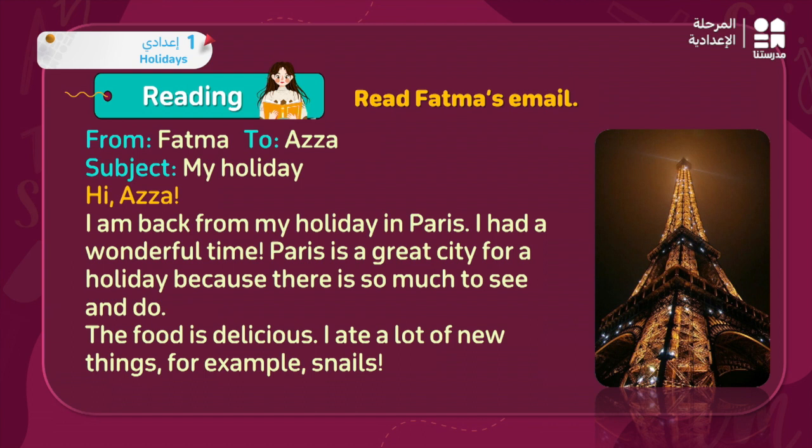For example, snails. Snails, kids, are a type of seafood, a small sea creature with a wet and soft body covered with a shell. Okay? Snails. Okay? Like the mussels, like the shrimps. But they are a type of snail.